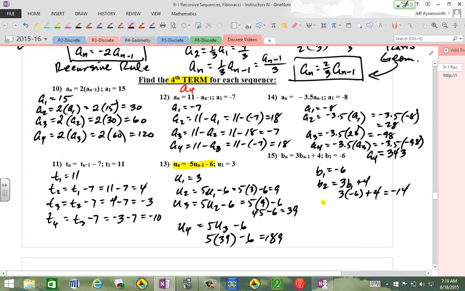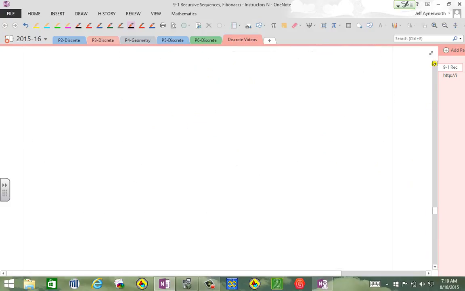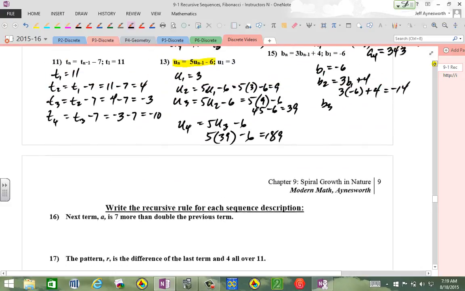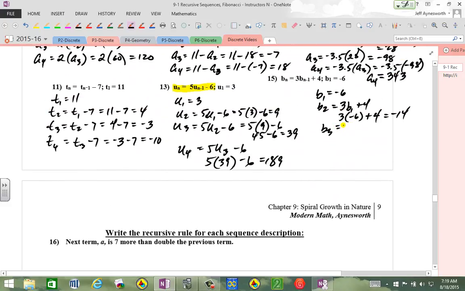b sub 3 is 3 times the one before it, b sub 2, plus 4. So it's 3 times negative 14 plus 4. It's negative 42 plus 4. It should be negative 38.